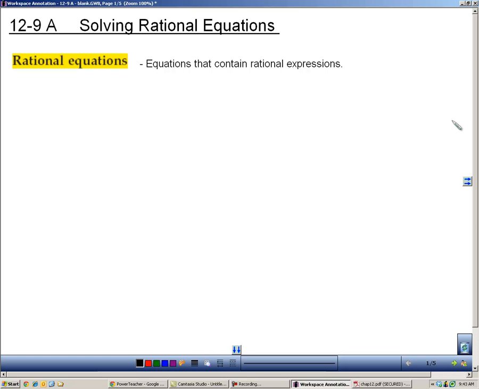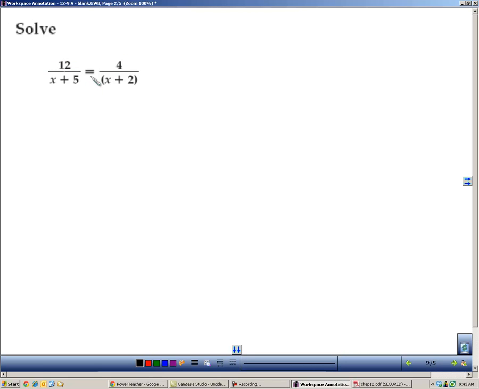Section 12.9a is about solving rational equations. Now, a rational equation is an equation that has rational expressions. So what we're going to add is the equal sign. In all of Chapter 12, we've been doing expressions that didn't have equal signs. So now we're going to add the equal sign and make it an equation, and that's going to change things slightly.